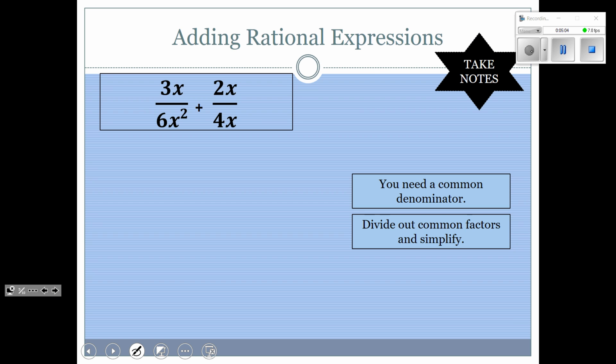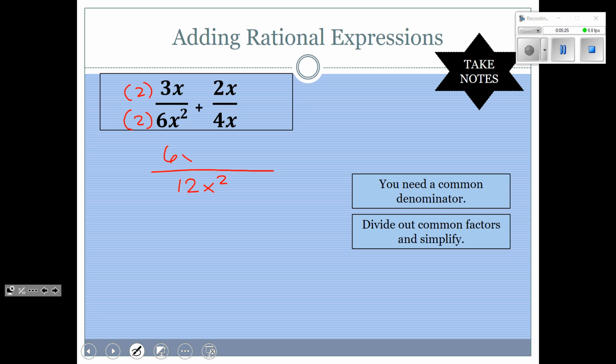In our next example, let's look for a common denominator. We have 6 and 4, so the common denominator would be 12. And then we take the variable with the highest exponent, so we have 12x squared. So what do I multiply 6x squared by to get 12x squared? It would be a 2. So I'm going to multiply the top term times 2.